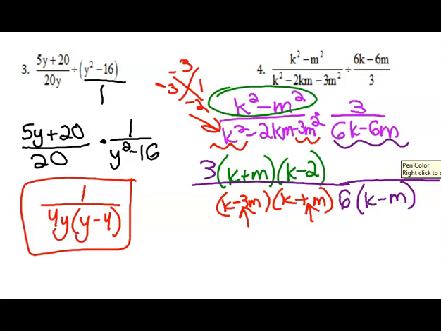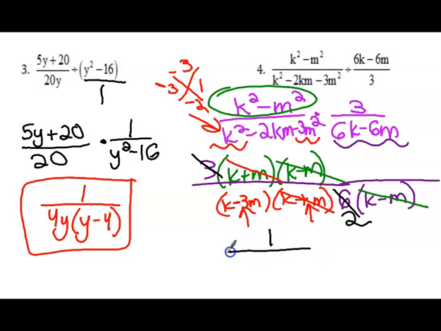So I have, sorry about that. I don't know why I have a 2 here. That should be m, right? K plus m and k minus m. All right, so let's reduce that and take those away. You can also take away the k plus m's. And then what else? The 3 and the 6, they have a 3 in common, so there's a 2 left over.